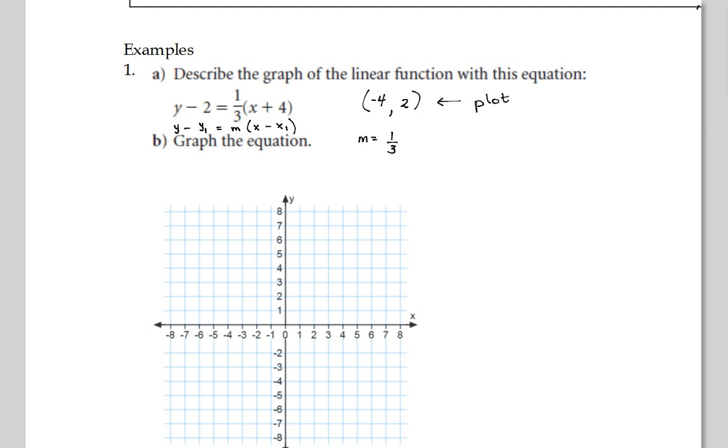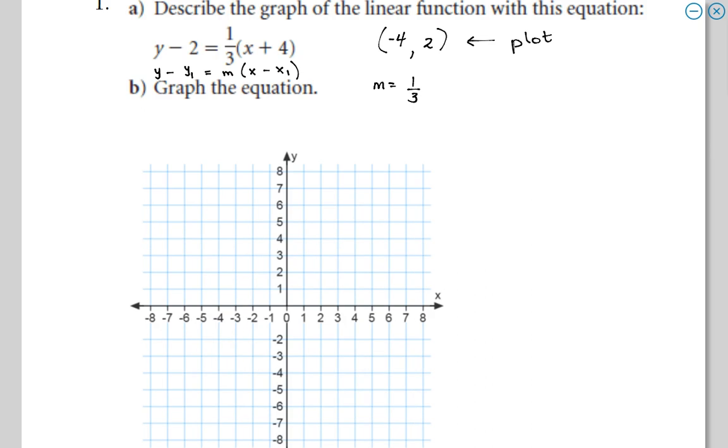It's 4 to the left and 2 up from the origin. That should be no problem at this point in your life. 4 to the left and 2 up. Plot that point. Now you have to use the slope to get the next point.